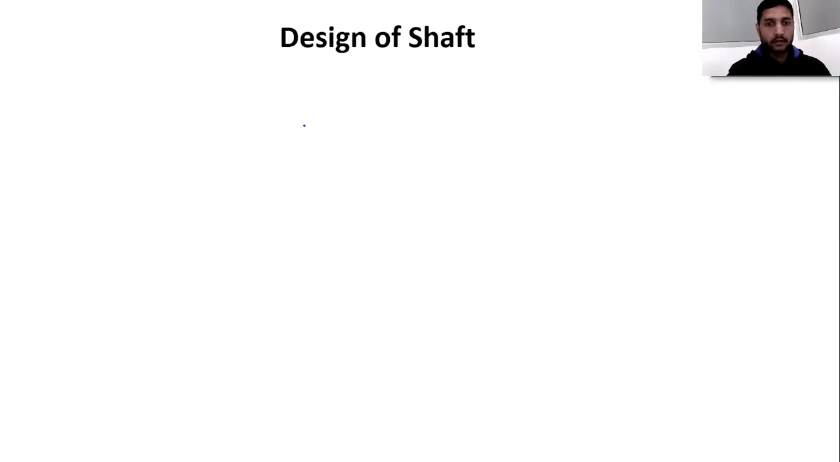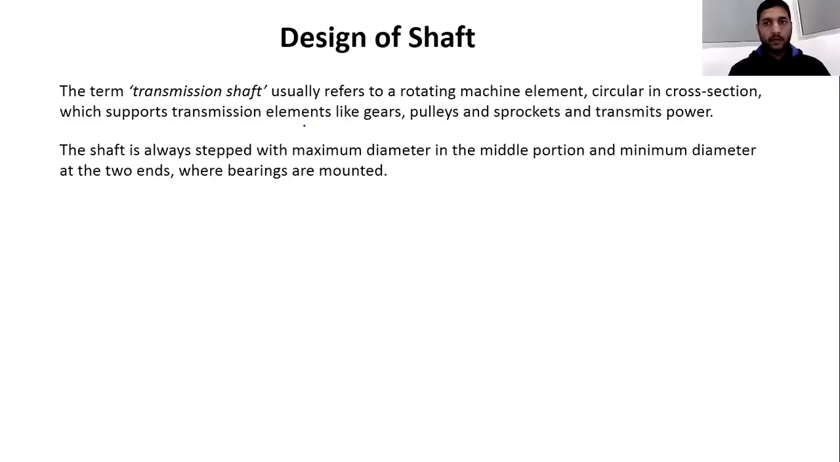So let's start our today's topic. Let me now explain the definition of shaft, that what shaft is. Shaft is also called a transmission shaft, which is a rotating machine element, usually circular in cross section, which supports transmission elements like gears, pulleys, and sprockets, and it transmits the power.